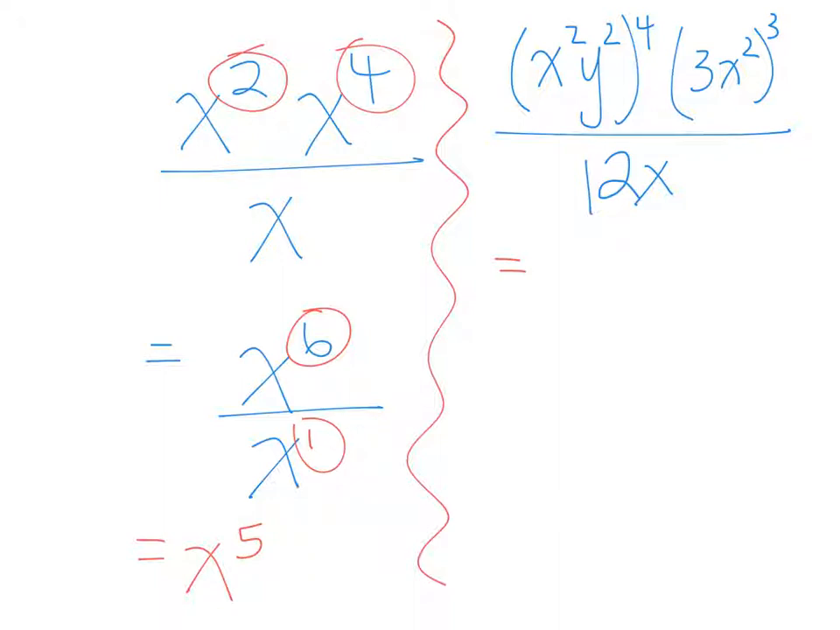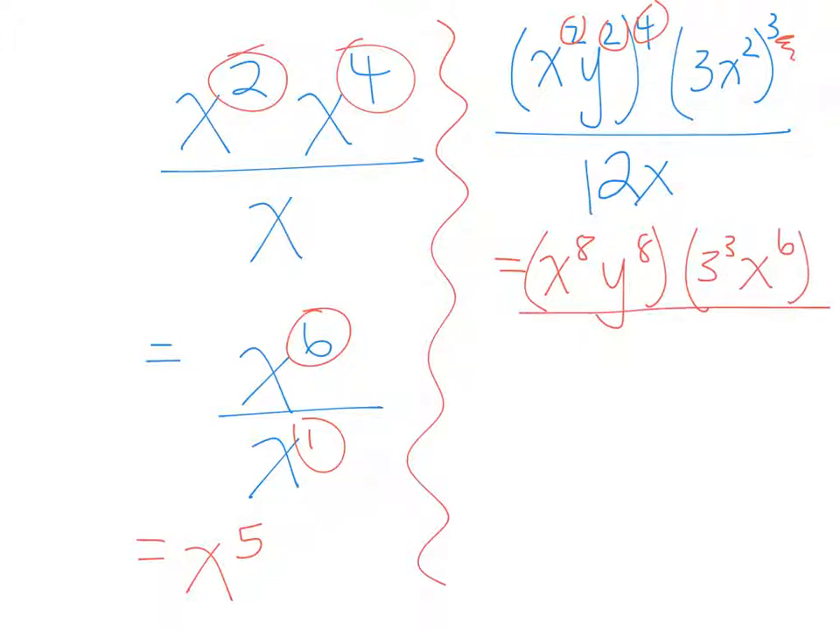Let's simplify this. So we go along the numerator first. So we're going to do our power of a power law first. So we've got x to the 8, y to the 8. So I just multiplied these guys together. And then our next set of brackets, we'll apply the exponent 3 to everything. So we'll have 3 to the power of 3 and x to the power of 6. So we have to multiply our exponents. We'll just keep the 12x there.